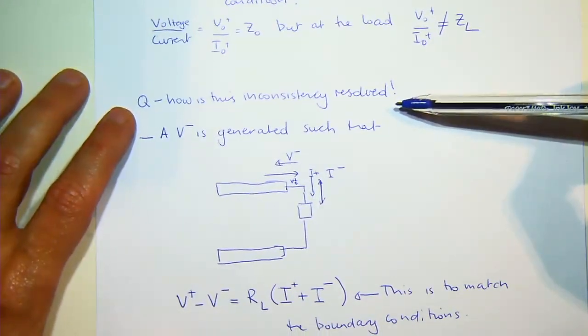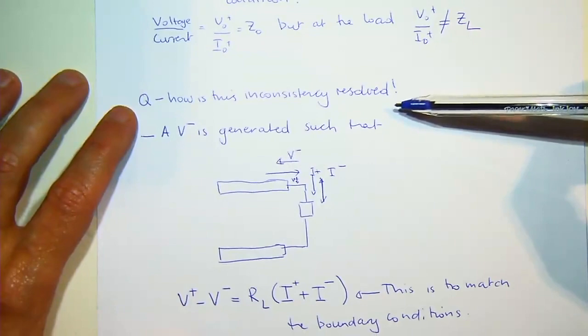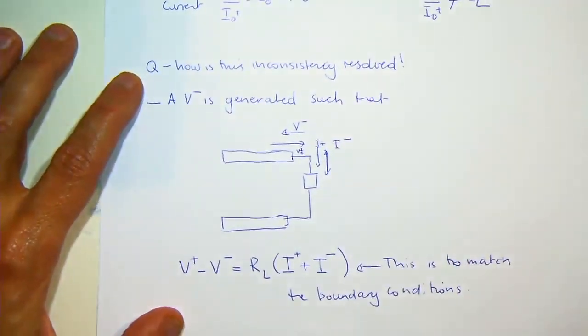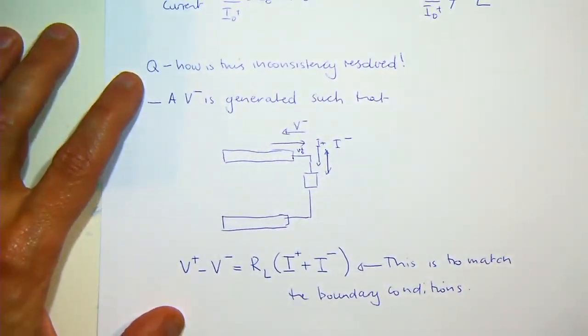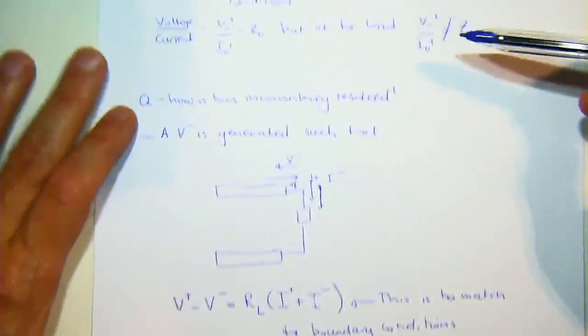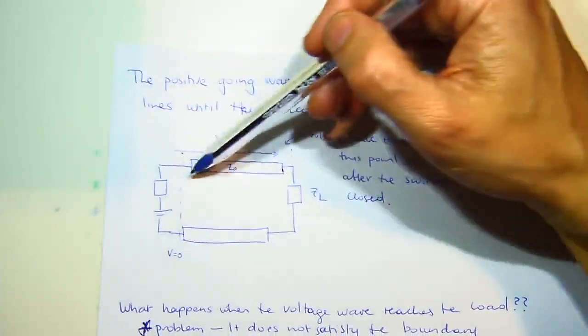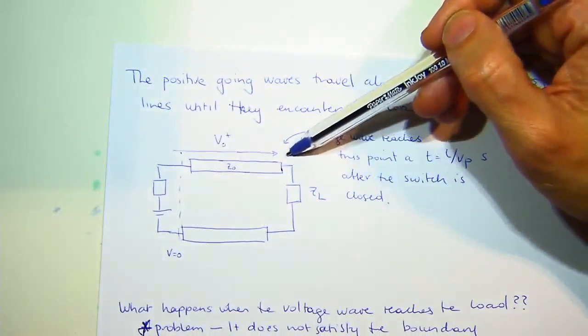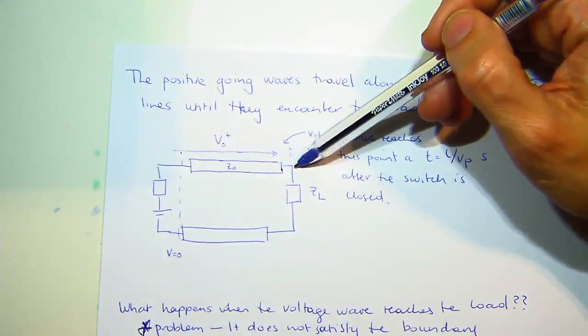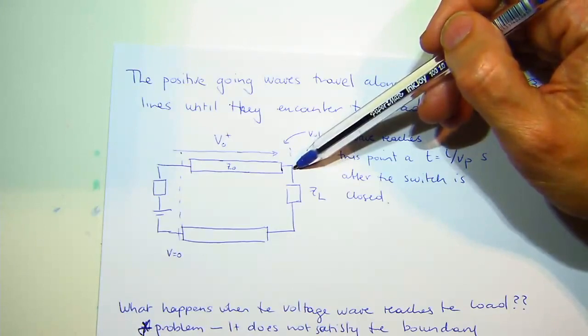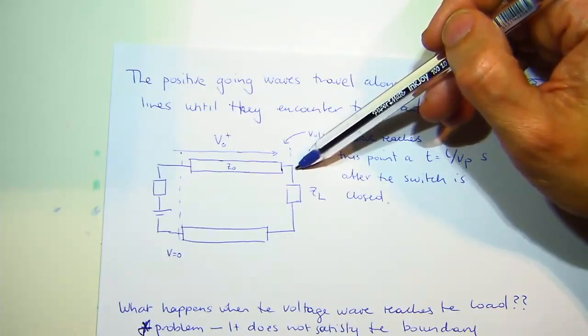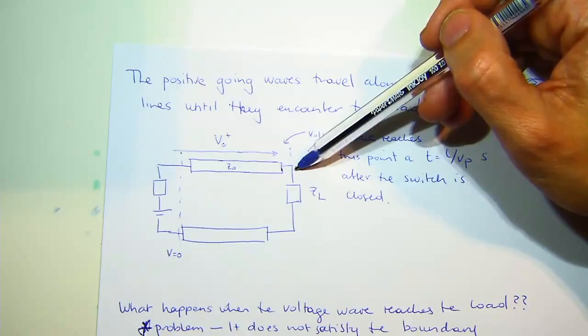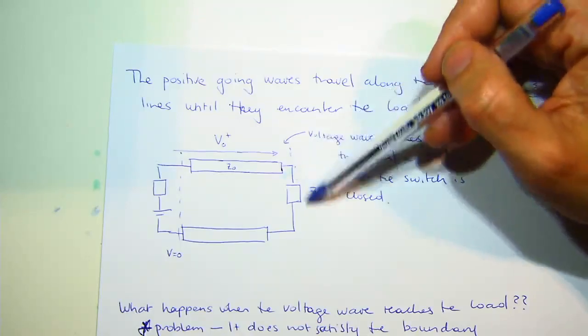Can anyone guess? I mean, you can actually see here, but anyway. How's that inconsistency resolved? Because all of a sudden this voltage wave has hit this load, and you can say to me one of two things happens. A, Ohm's law doesn't hold anymore, and I'm going to say BS, it does. But just say, or something else has to happen.